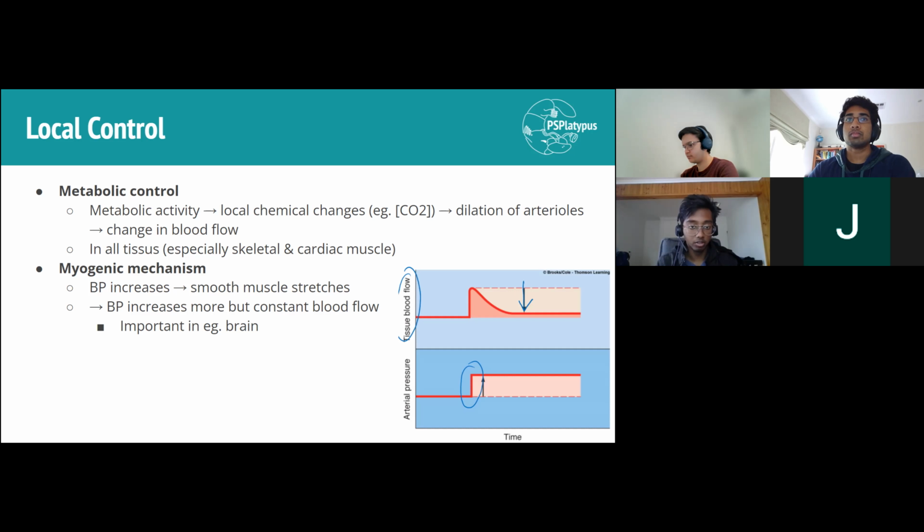So when the blood vessel gets stretched, it reflexively contracts itself again in order to maintain constant blood flow. By contracting itself again, it actually results in a further increase in blood pressure. However, what is super important for us is to maintain constant blood flow. The blood pressure increase isn't super important, but the constant blood flow that results is, which is why the myogenic mechanism is important, especially in areas like the brain and other organs in the body.